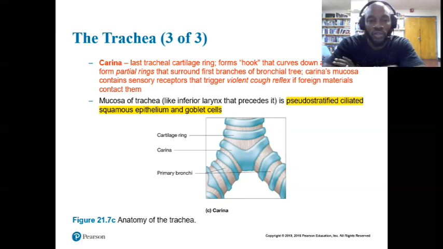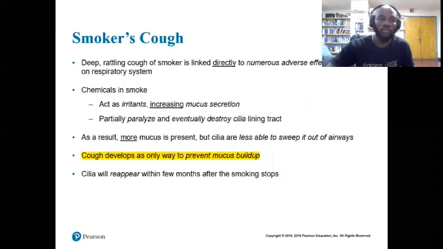The mucosa of the trachea is also pseudostratified ciliated columnar epithelium with goblet cells. Okay, so it's still trying to protect, to filter any type of debris that may be entering your body. And this is what I was just alluding to, smoker's cough. The cough really develops. I mean, we know there's a lot of chemicals in smoke.